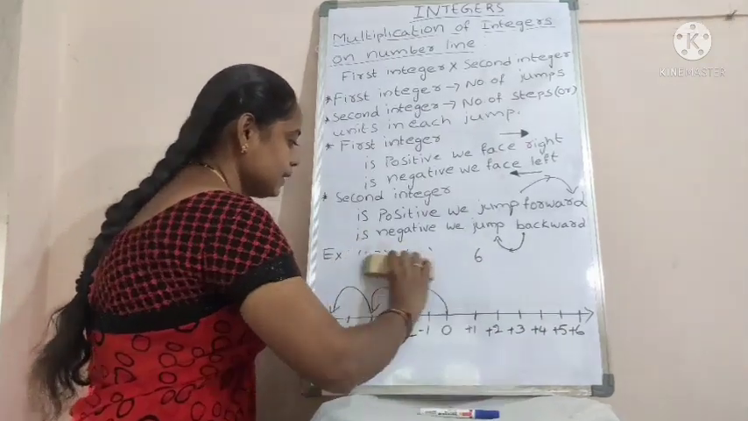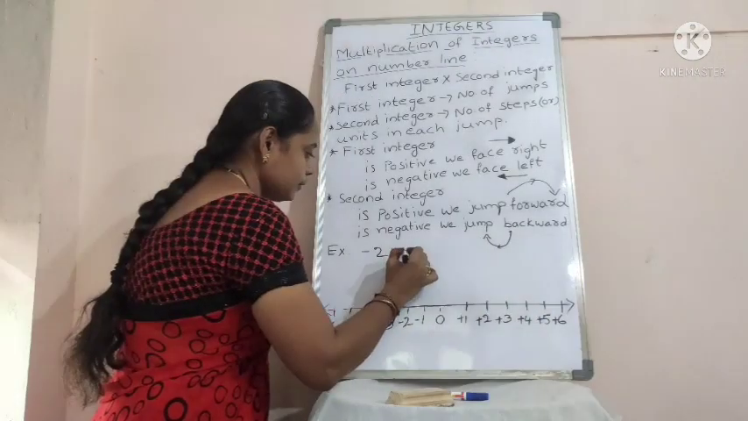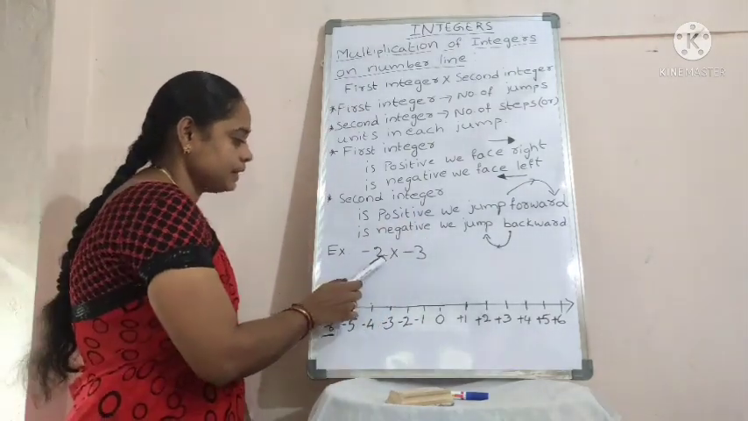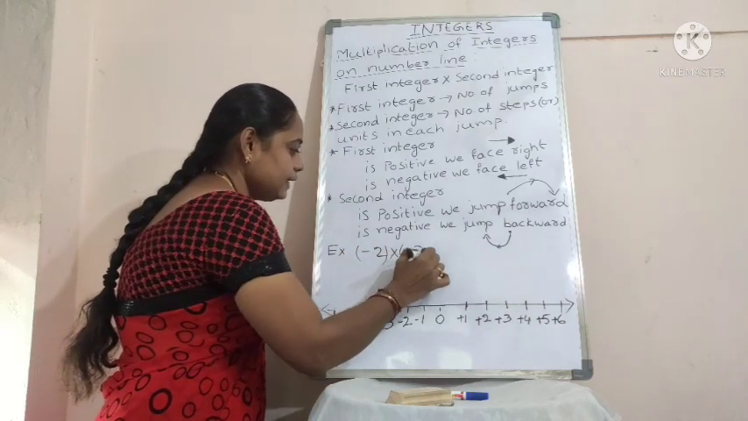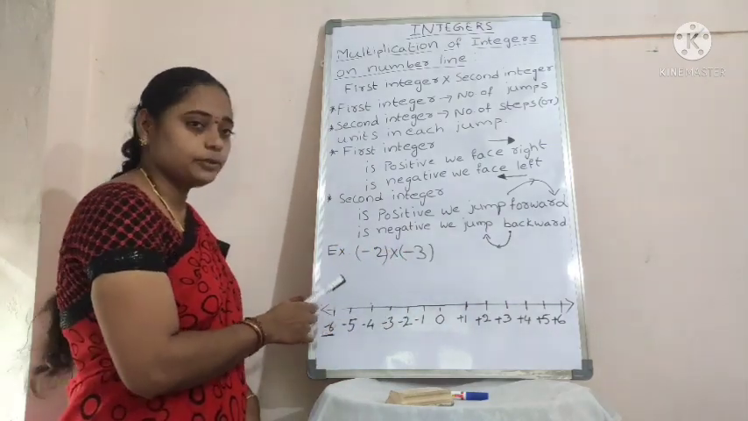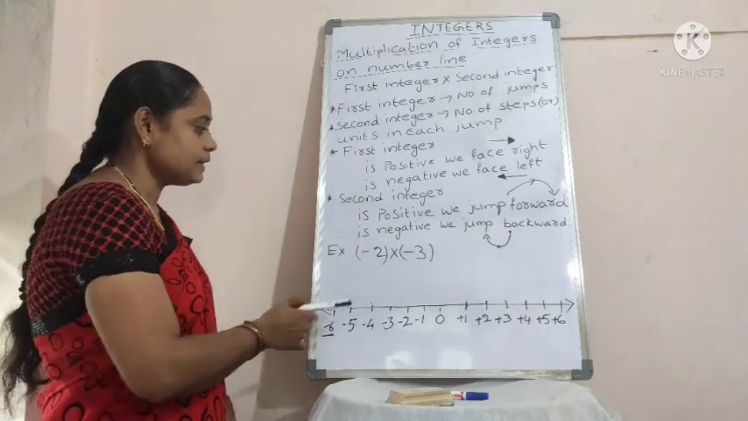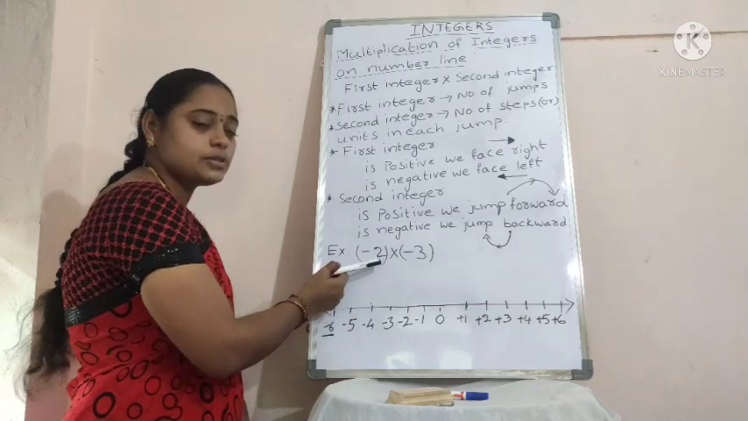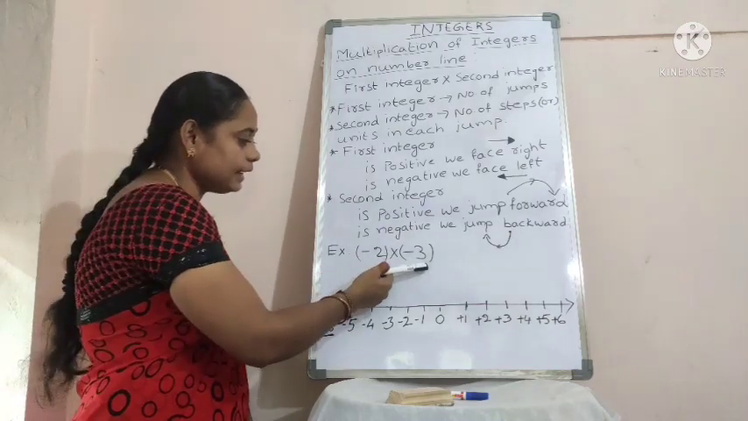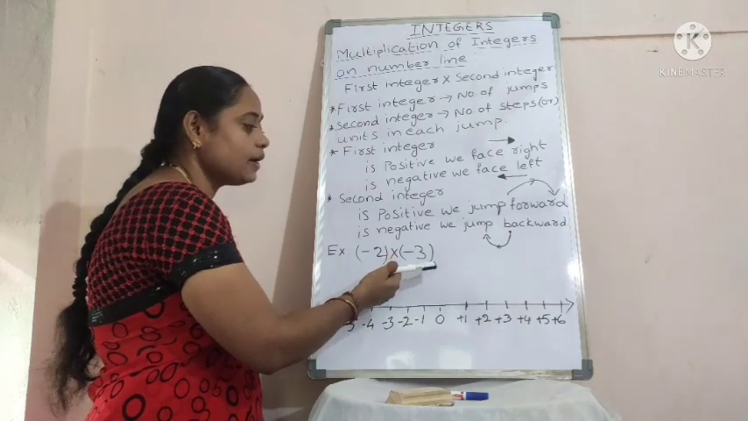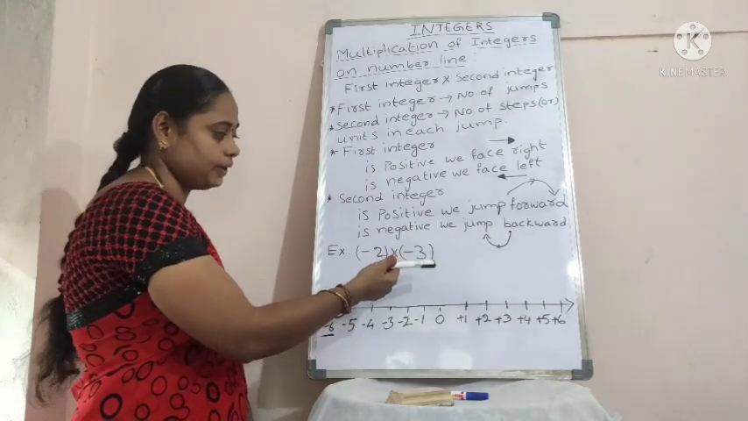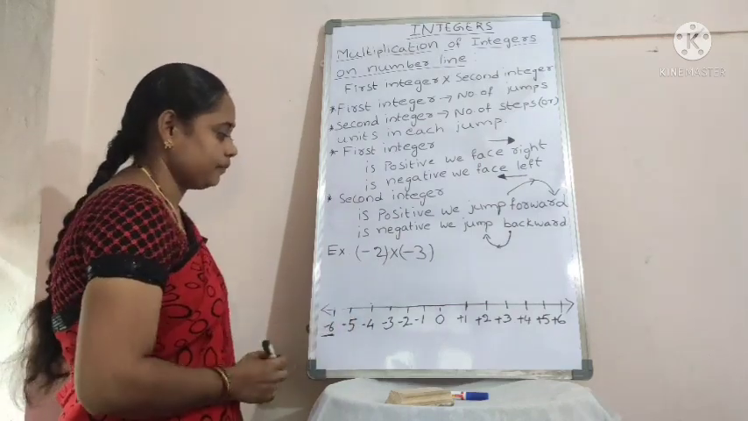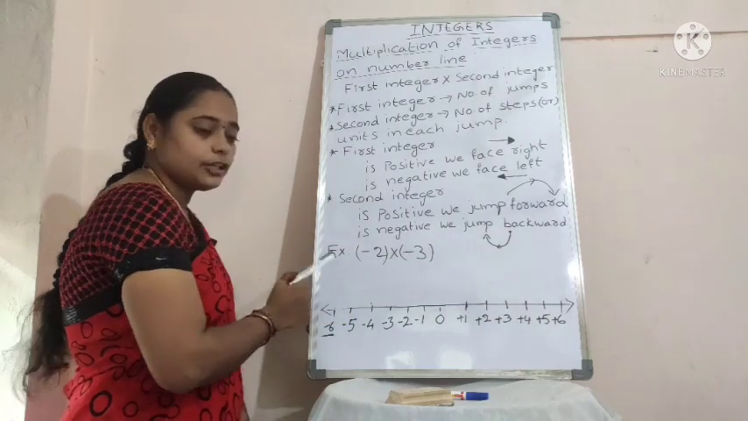Consider one more example. -2 into -3. Here first integer is negative and second integer is also negative. Product of two negative integers. First integer indicate number of jumps. How many jumps? 2 jumps. Second integer indicate number of units or step in each jump. How many units we take in each jump? 3 steps.